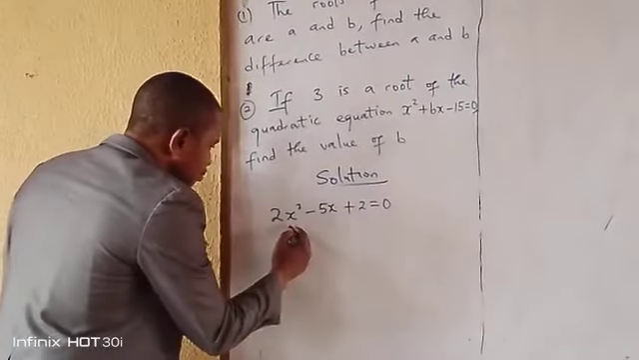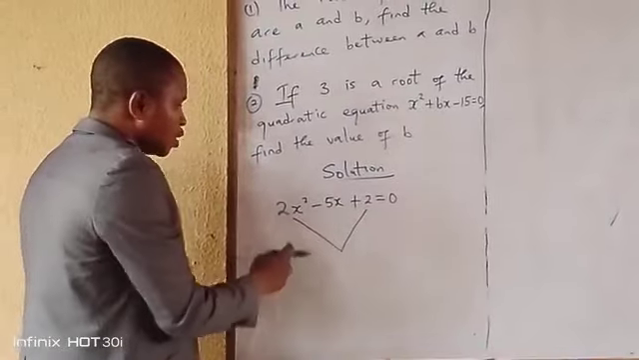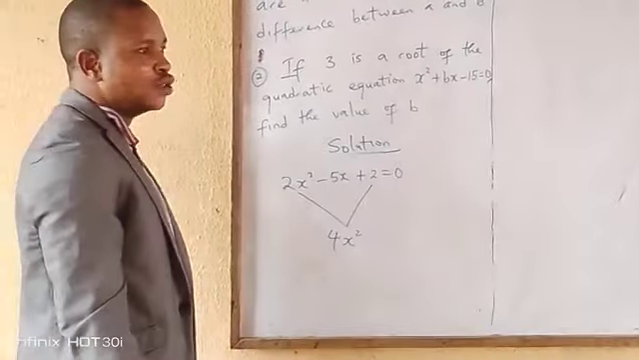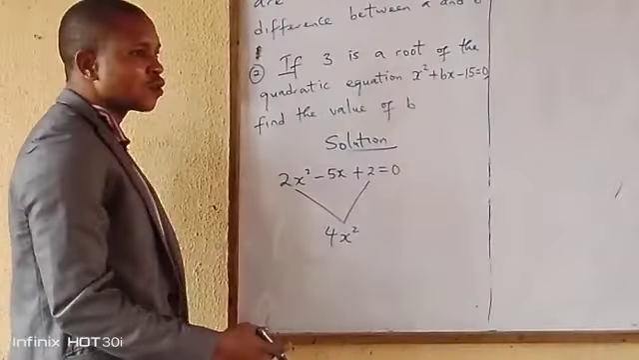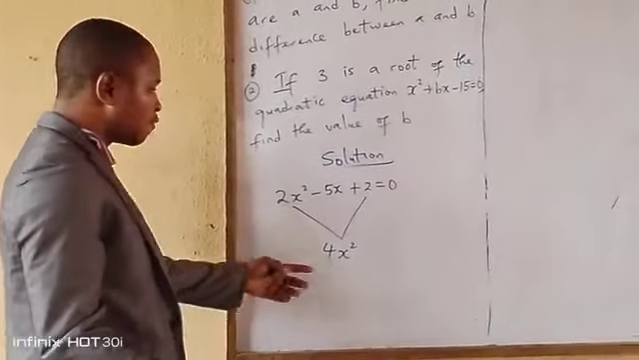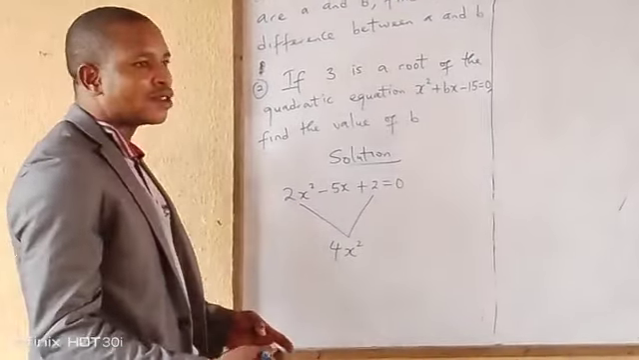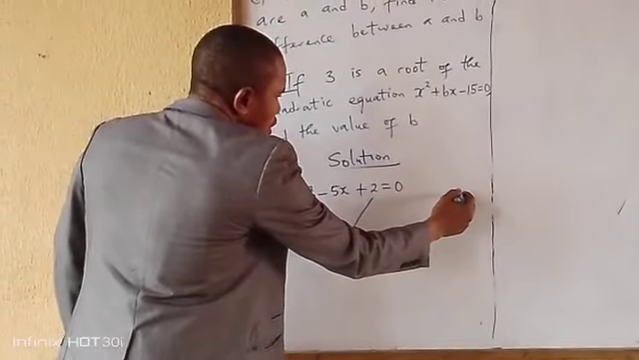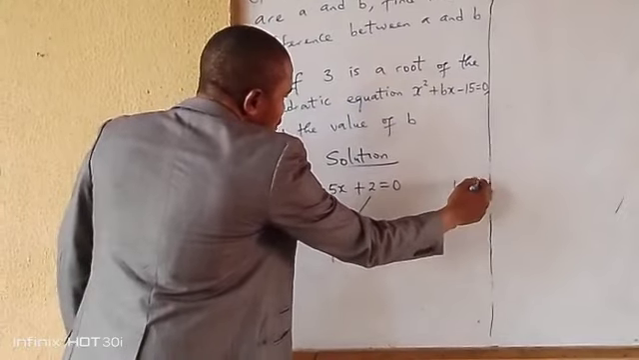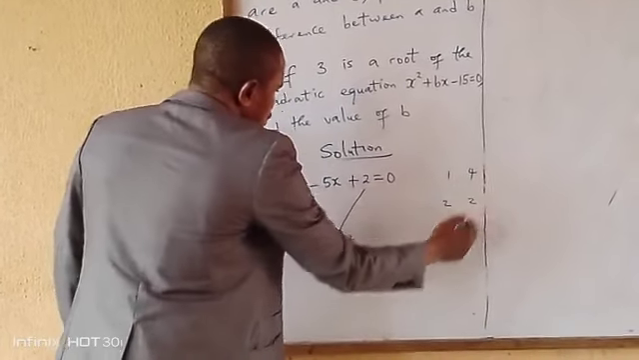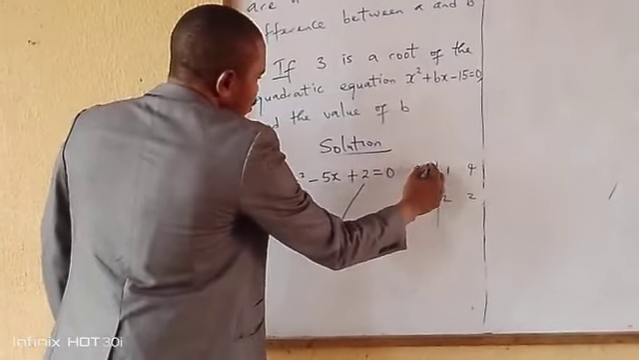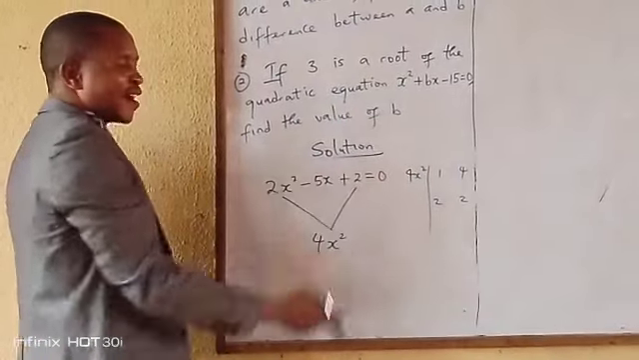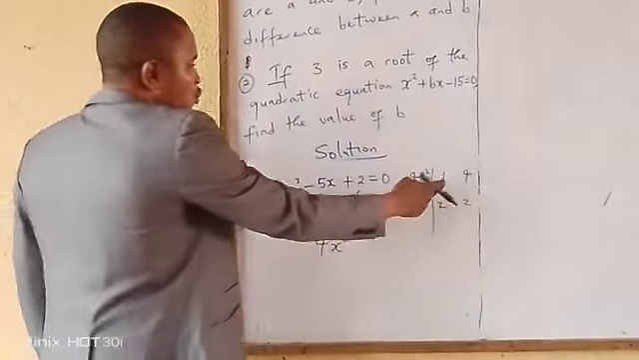So what you need to do is to multiply. You have 2x squared times 2, which will give us 4x squared. Then you need two factors of 4 that, when you multiply them, give you 4, and when you add or subtract them, give you minus 5. The factors of 4 are 1 times 4, and also 2 times 2. 2 plus 2, or 2 minus 2, cannot give you minus 5x. So you are going to make use of 1 and 4.